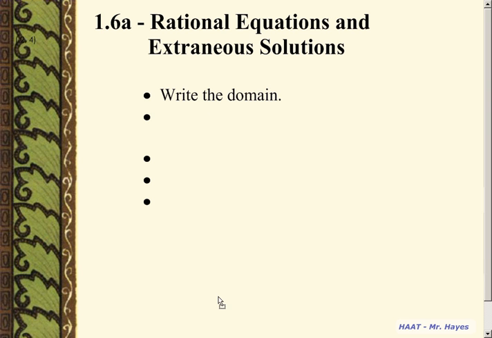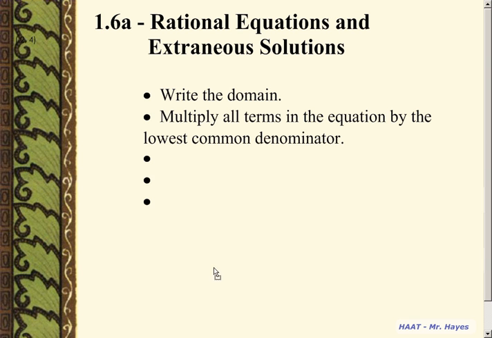First step, remember, is you need to always write down the domain. The domain on a problem will be those values of x that will cause the denominators to equal 0. Because, of course, remember, when the denominators equal 0, you have a situation where it goes off to an infinite solution. So we'll do that first.